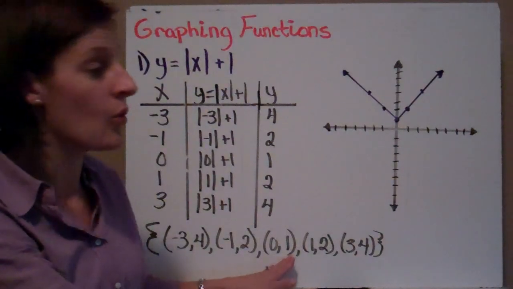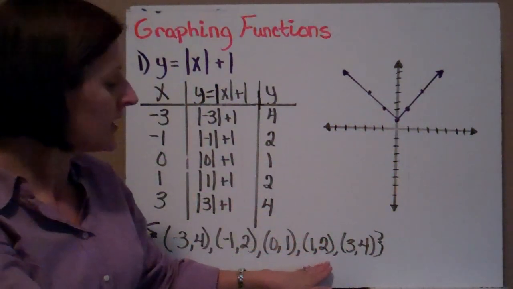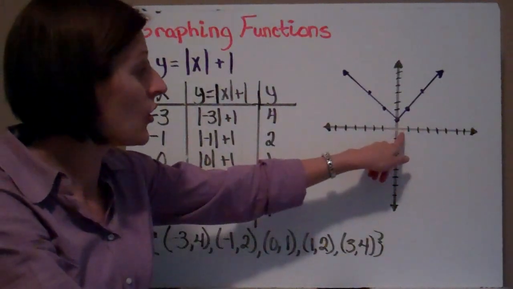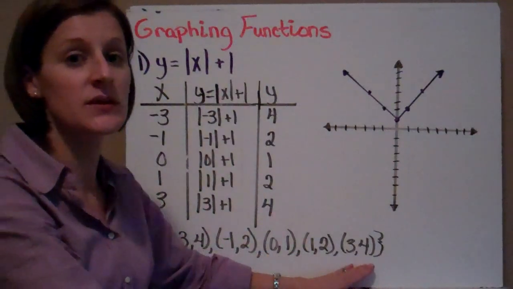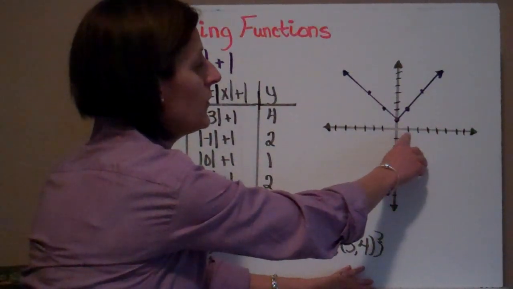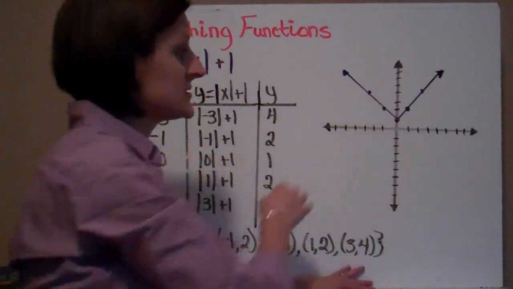The next is 0, 1. So go to 0, which is right in the middle, go up 1 for a point, and the next one's 1, 2, so go over to positive 1, up 2, put your point, and the last one is 3, 4. Go over 3, and up 4, and put a dot.